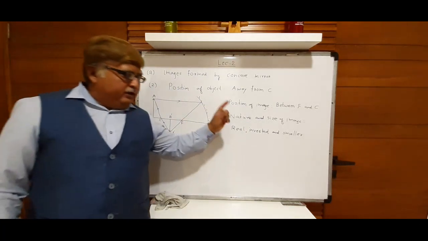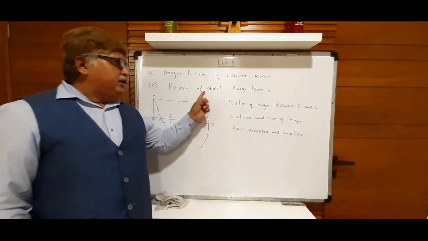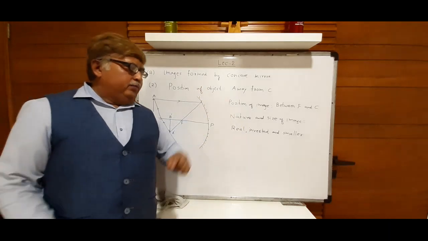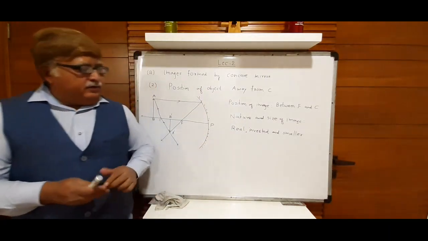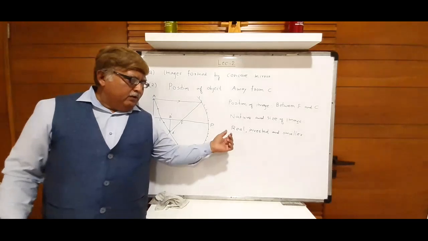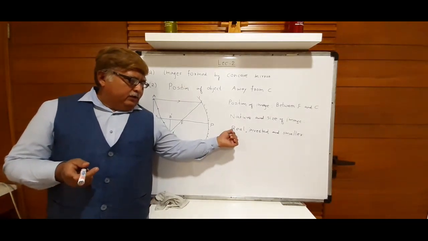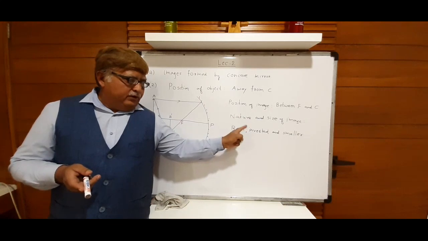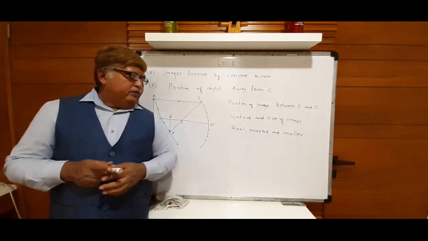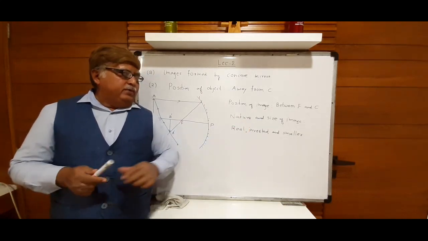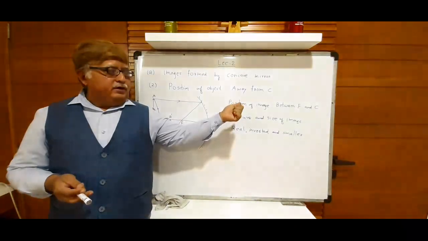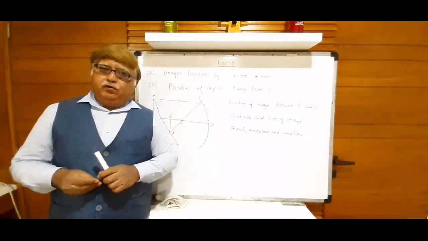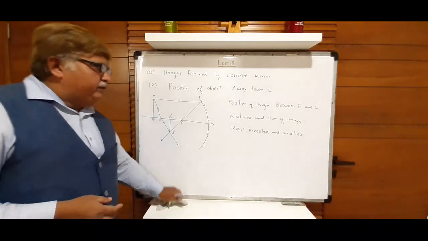You are given nature and size of image. You may be asked position of object, position of image. Just take an example. I speak. You can note it down. The image of an object is real, inverted and smaller where the position of the image might be. So where it is situated between focus and center of curvature.